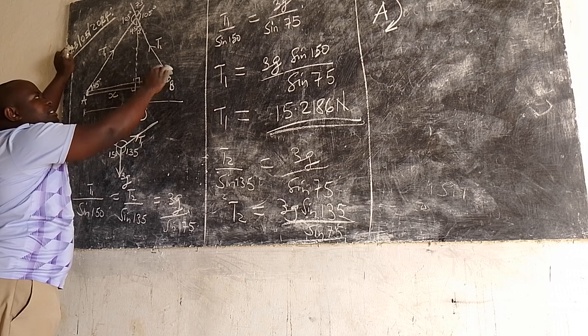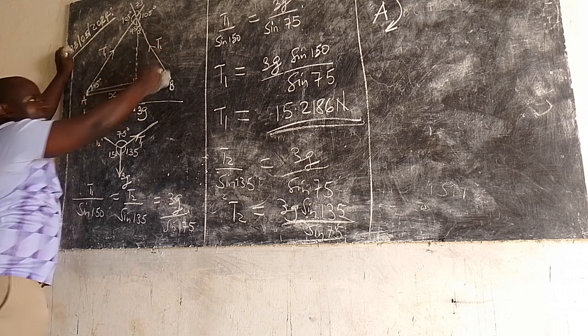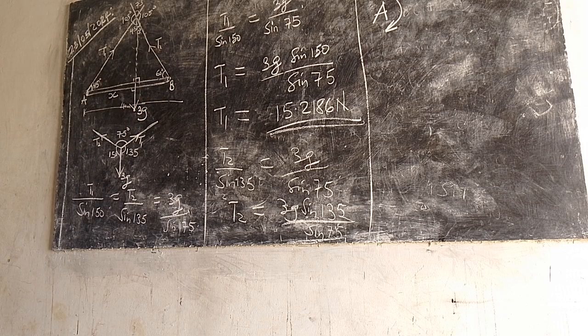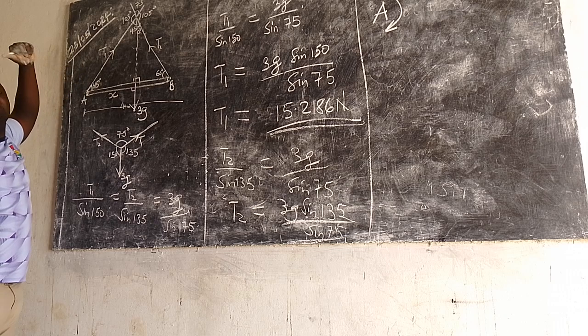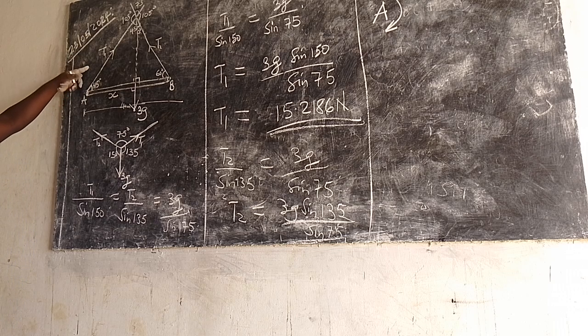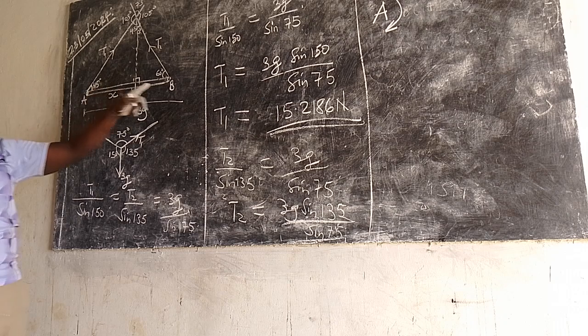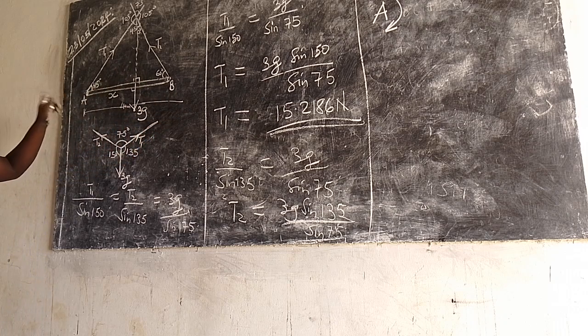We should first bring this T2 at 90 degrees. Because if I'm taking moments at point A, this T1 becomes 0, because it is there. The perpendicular distance with which T1 has to move from where it is to A is 0. Therefore, T1 times 0 remains what? 0.